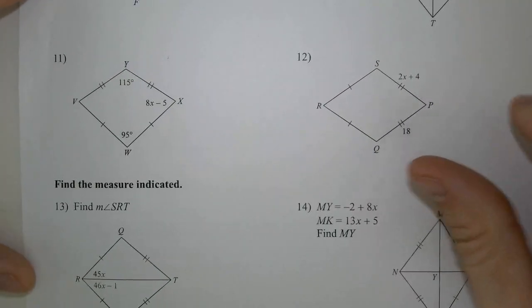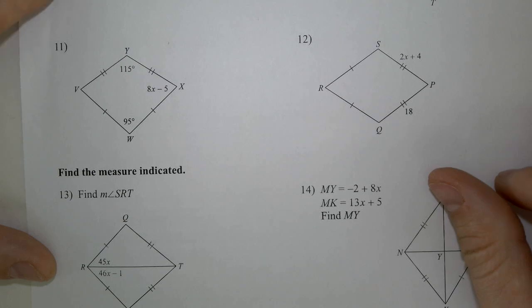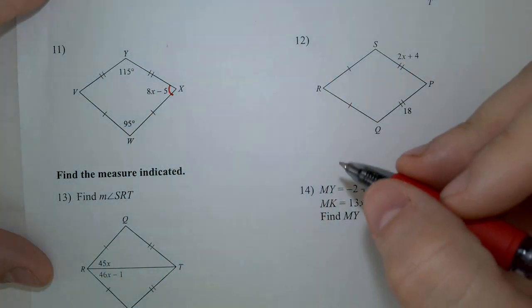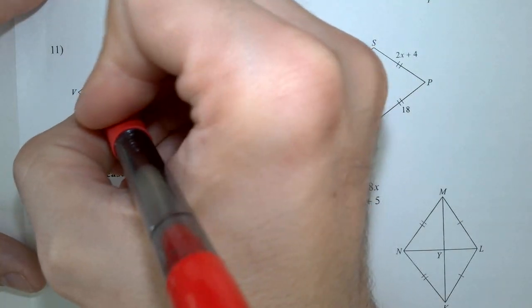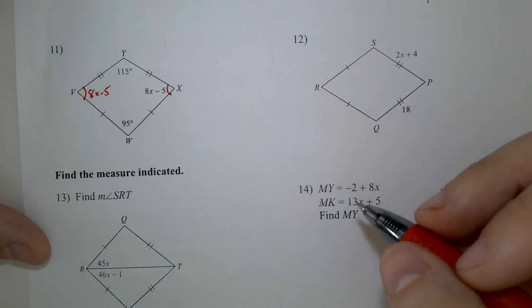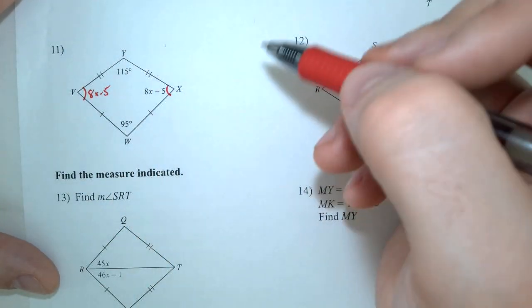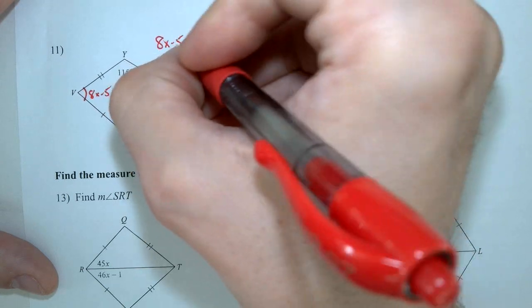Moving right along. This one is our first challenge-ish problem. Challenge-ish being the key word. We have this angle here, x, will be equal to angle v. So over here, we also have an 8x minus 5. You have two options for how to solve this. You could either add everything up and equal it to 360, which is what I recommend for the non-lazy individuals in the room.